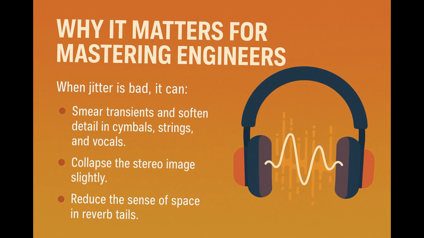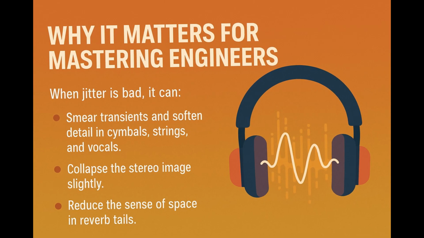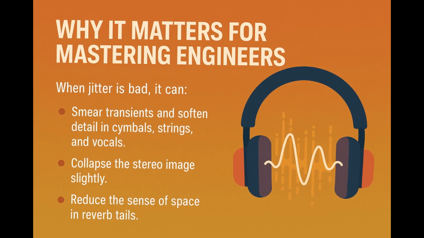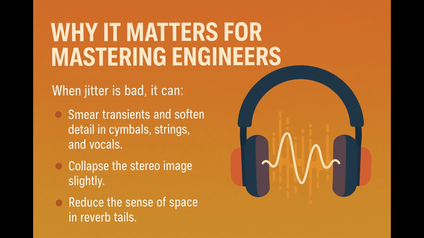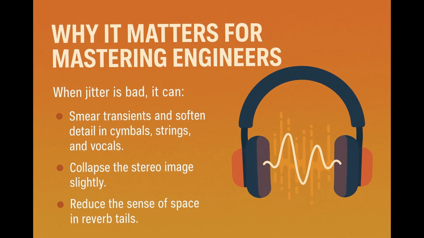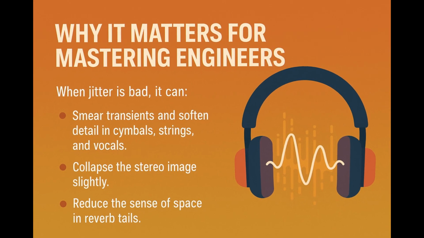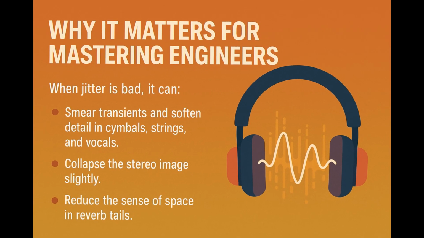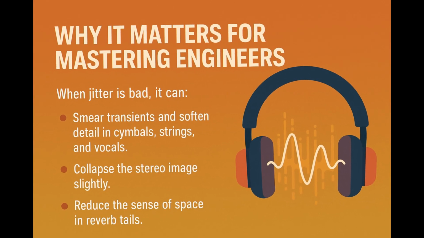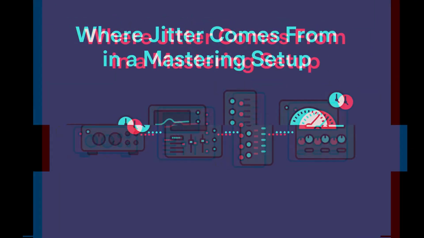Why it matters for mastering engineers? When jitter is bad, it can smear transients and soften details in cymbals, strings and vocals, collapse the stereo image slightly, and reduce the sense of space in reverb tails. All things we fight hard to preserve in mastering.